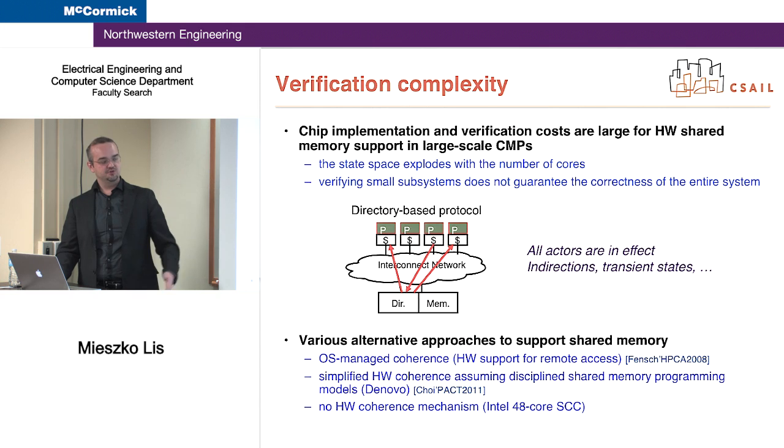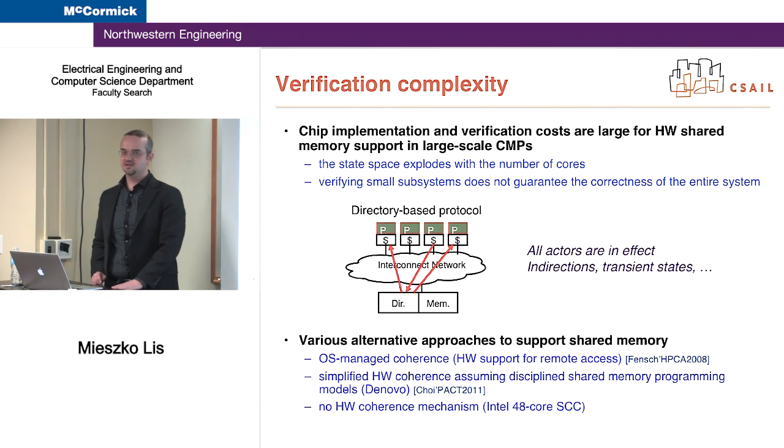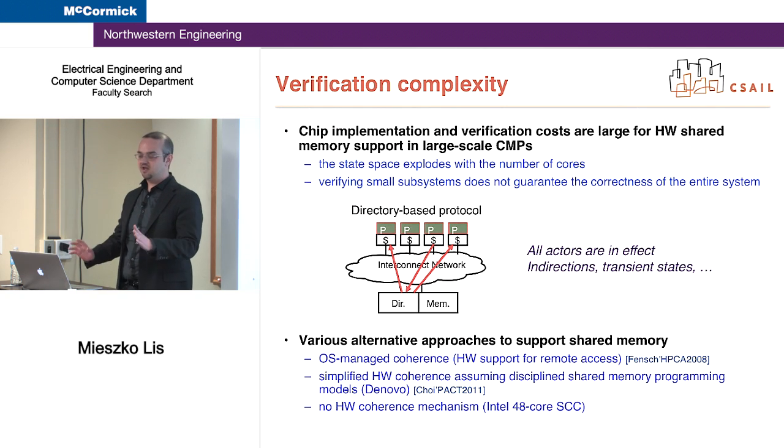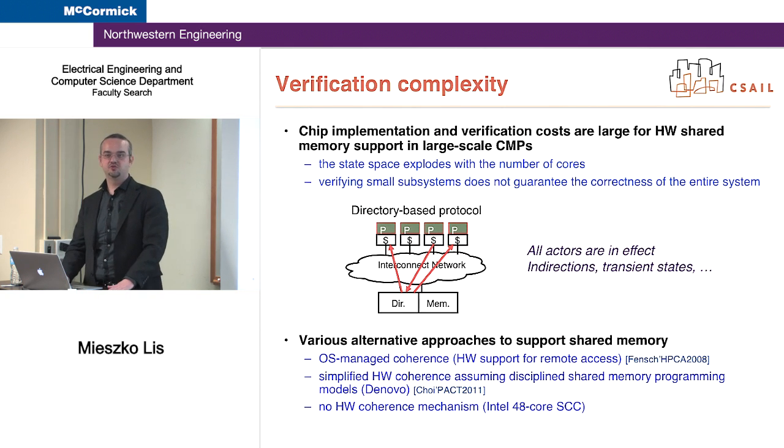People have recognized this in the past, and they have proposed alternative ways of limiting this complexity, among other things, like DeNovo, which is an interesting project. Or they have done away with hardware coherence altogether. For example, the Intel Single-chip Cloud Computer just doesn't have any coherence, and you have to do all the programming in software.